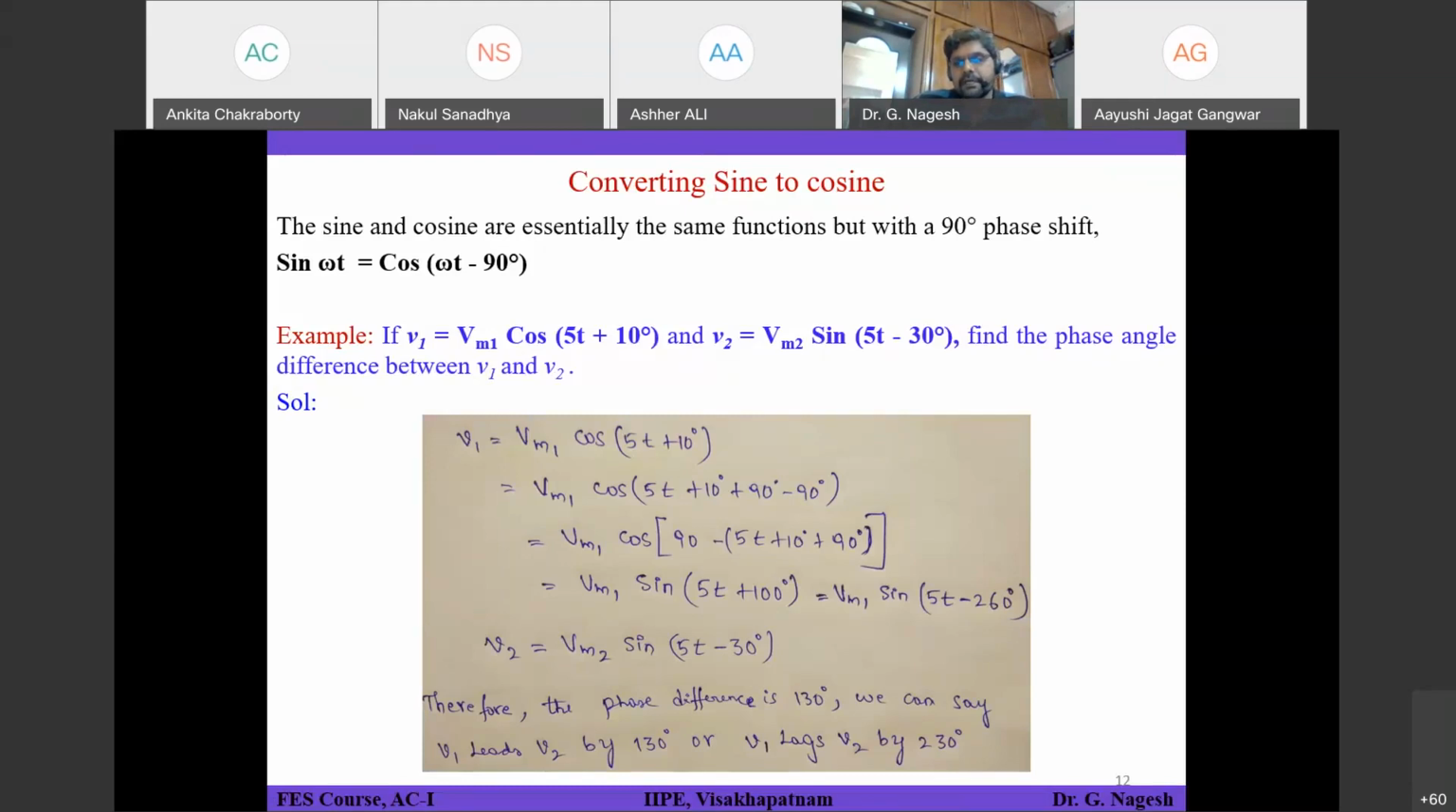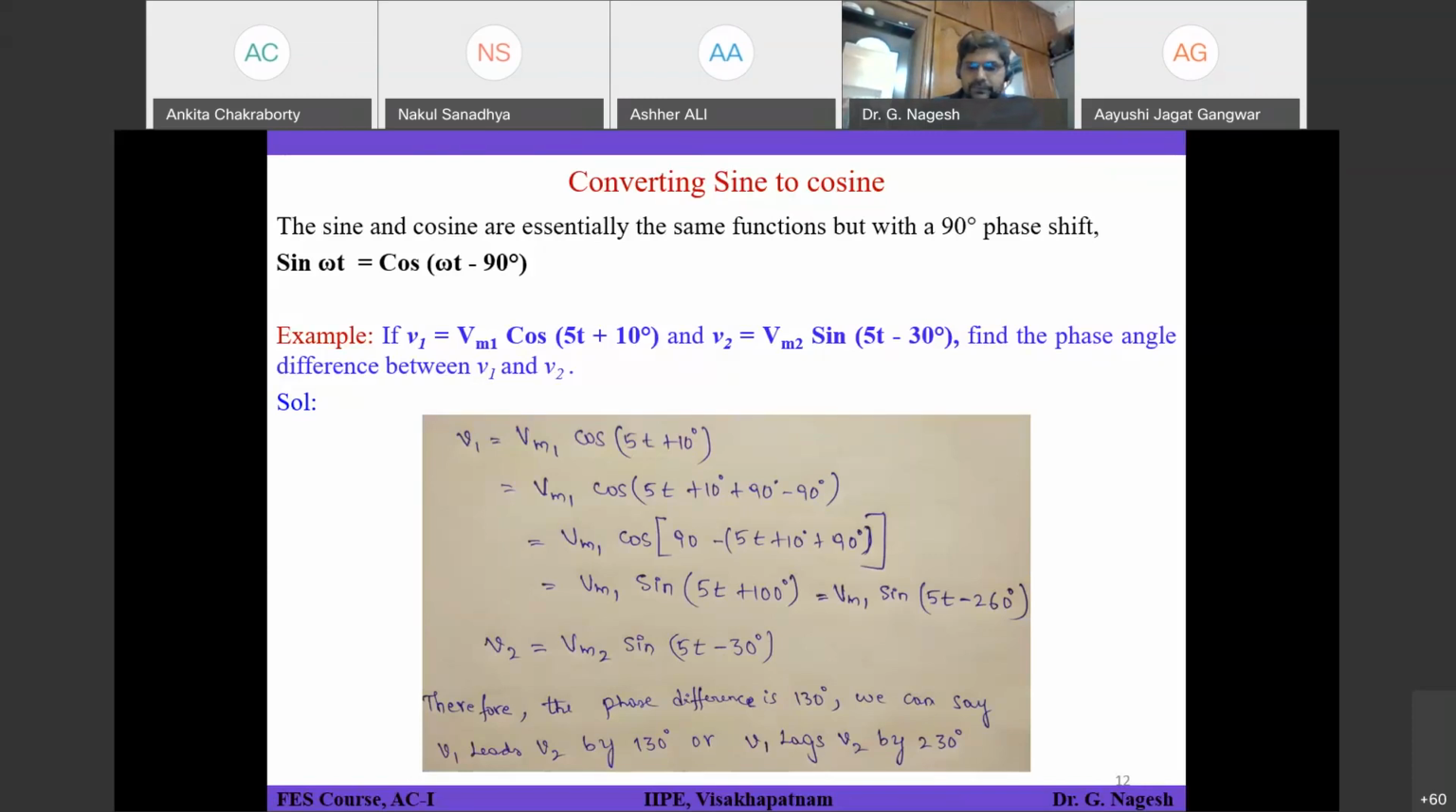So to compare the phase angle, or to say which one is leading or lagging, you have to follow three basic rules to find the phase difference. One, both waveforms should have positive amplitude. Two, both should have the same frequency. Last one, both should be expressed in cosine function or both in sine function. Then only you can find the phase angle difference, or determine which waveform is lagging with respect to the other.